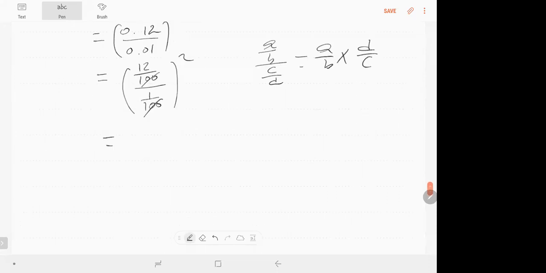Mister, 1 over 100 ለምንድን ነው ያረከው? 0.12 ወደ ፍራክሽን ስለውጠው 12 over 100 ይመጣል። 0.01 ደግሞ ወደ ፍራክሽን ስለውጠው 1 over 100 ይመጣል። Okay, 100 cancels out by 100, so what is left? 12 over 1 square ይመጣል። 12 over 1 ማለት 12 ነው፣ the square of 12 ደግሞ ምን ይመጣል?